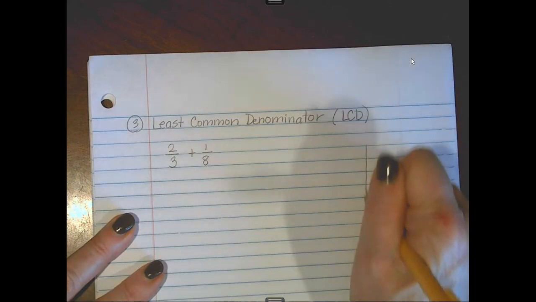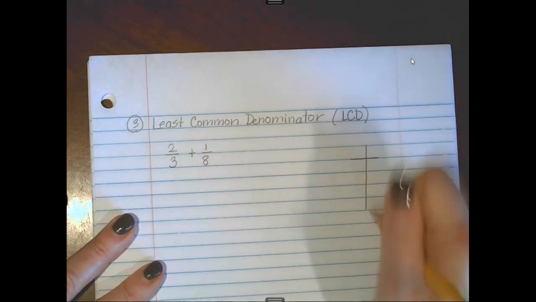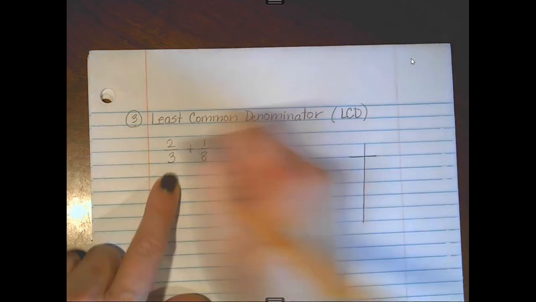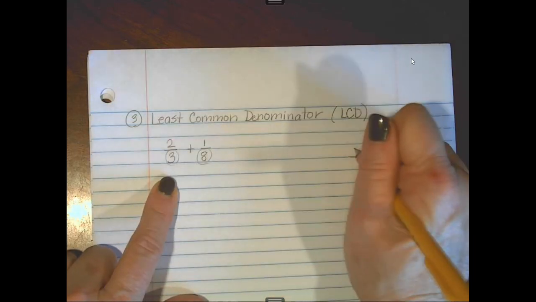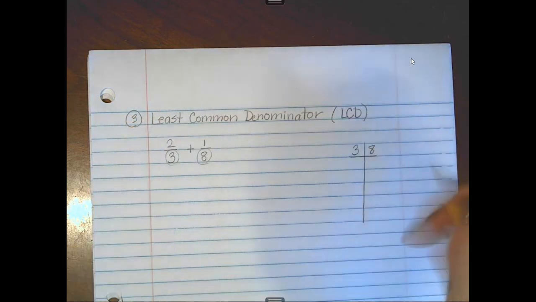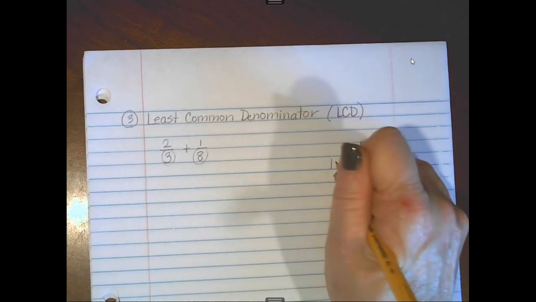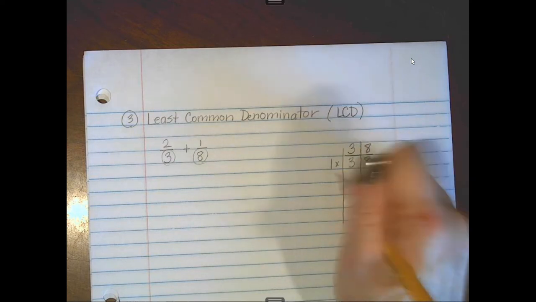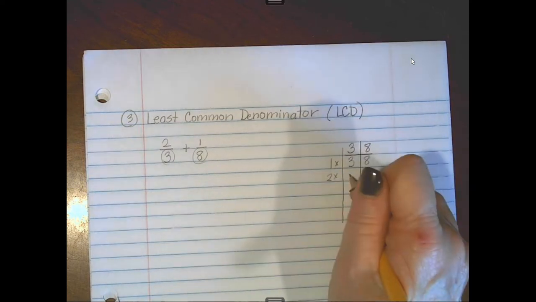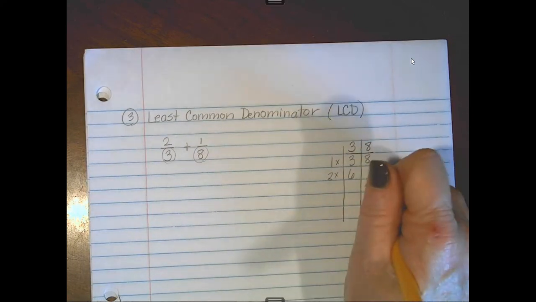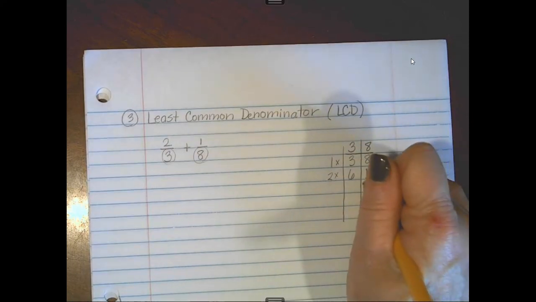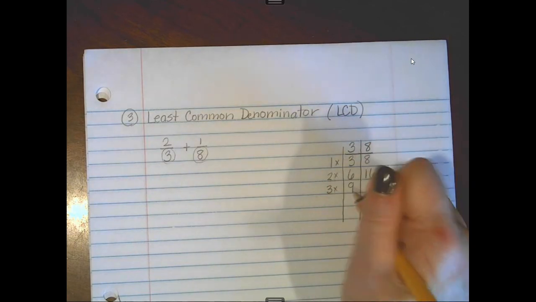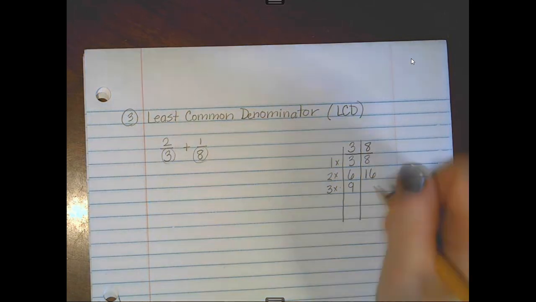We go over and we make a multiple list. And if you are organized with this, this is very helpful. So we have the denominator 3 and the denominator 8. All right, so 1 times itself gives you 3 and 8. 2 times 3 would give us 6, and 2 times 8 would be 16. 3 times 3 is 9. 3 times 8 is 24.